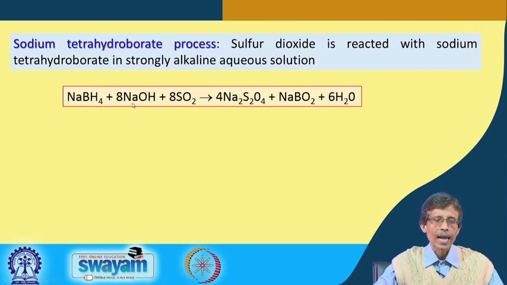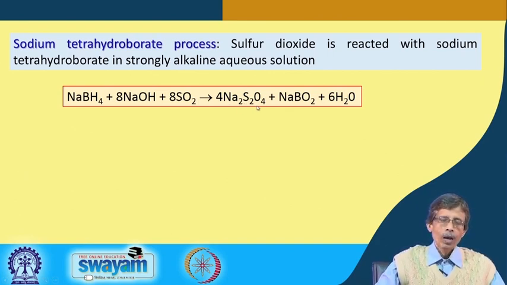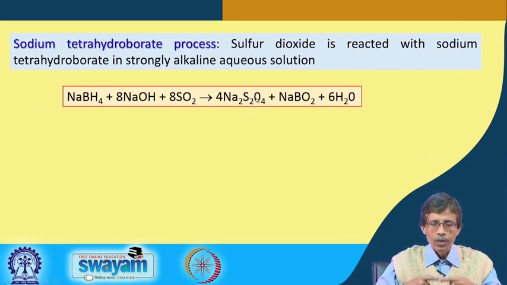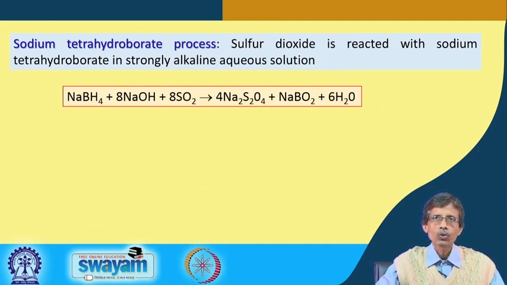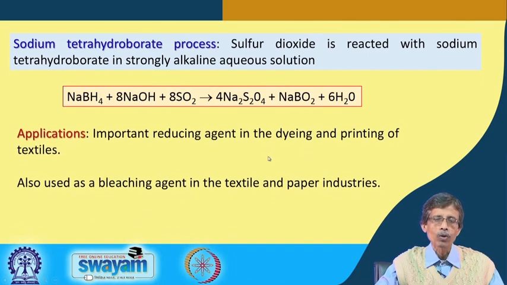So, NaBH4 reacting with 8 molecules of NaOH and 8 molecules of sulfur dioxide gives 4 molecules of Na2S2O4, which is our desired product, where we are looking for the typical reduction of sulfur dioxide giving the sulfur-sulfur bond for the formation of Na2S2O4. Sodium borate is also formed, and 6 molecules of water. If it is not effective in reducing, sodium borohydride can be destroyed through a side reaction with water molecules, producing sodium borate. So, we should be careful about knowing all the composition of this reaction.